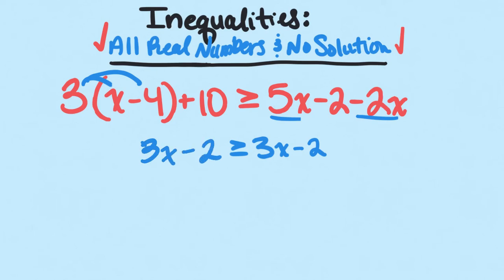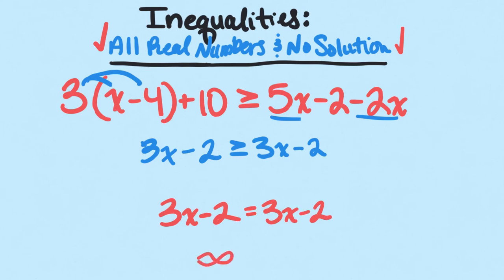3x minus 2. And so now what are we noticing about both sides of this inequality? Well, it's 3x minus 2 is greater than or equal to 3x minus 2. Now, what's that mean? Well, let's think for a second. If this were an equation, if it was 3x minus 2 equals 3x minus 2, we would say that this has infinitely many solutions, because no matter what value you plug in for x right here and right here, you're going to get the same value on both sides.